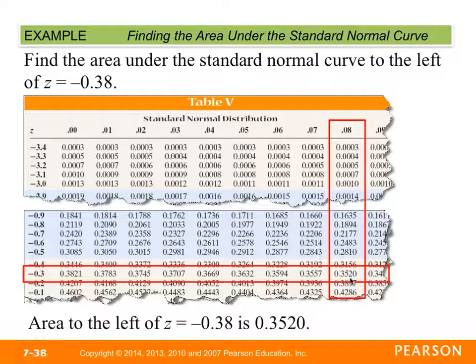Now, since we're just interested in the area to the left, the number on our table is just our answer. So our answer is just 0.3520. If we wanted the area to the right, we would have to do 1 minus the table value. So again, to state it more clearly, if we're finding area to the left, all we do is find our z-score and look it up on our table. If we're finding area to the right, we find our z-score, look it up on the table, and then we do 1 minus that value.